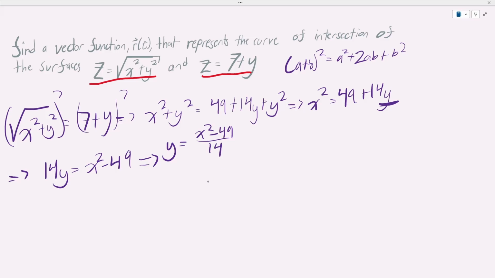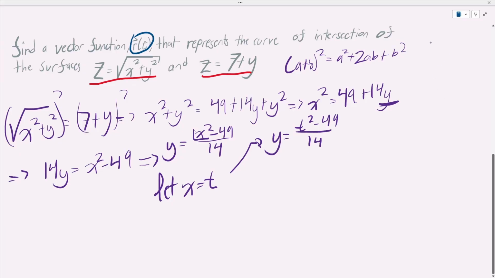But recall, we're looking for a vector function r of t. So we need it in terms of t. And right now we have our function y in terms of x. So if we establish, let's say, let x equal t, now we can just rewrite this as y is equal to t squared minus 49 over 14. So let's just make a little note on the side of what our functions are. We'll have x is equal to t, y is equal to t squared minus 49 over 14.